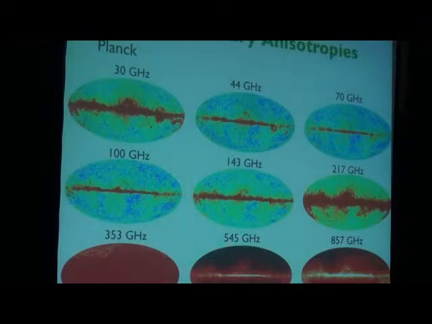resolution. And then there are the Planck maps from 2013 and then 2015 at frequencies from 30 gigahertz to 857 gigahertz. At low frequencies, we have the low frequency instrument, which is a radiometer, very similar to what WMAP was. And then there are the maps from the high frequency instrument.